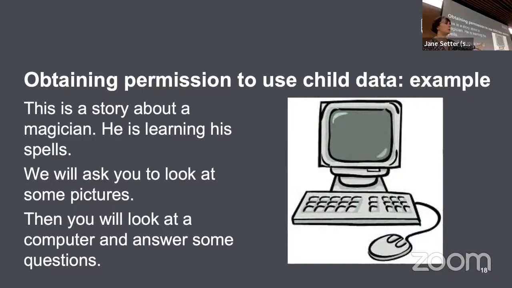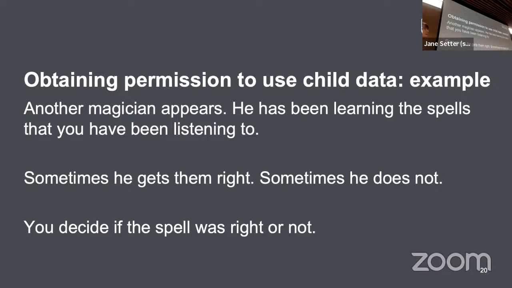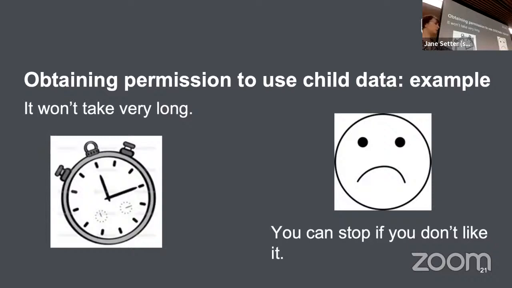And we showed them an image of the computer so that we know what we're talking about, although this looks like a Mac from the 80s. But anyway, probably not from the 80s. We'll ask you to wear headphones. And another magician appears. He's been learning the spells that you've been listening to. Sometimes he gets them right, sometimes not. You decide if the spell was right or not. It won't take very long to do this, so we've got a clock face for that, and you can stop if you don't like it.